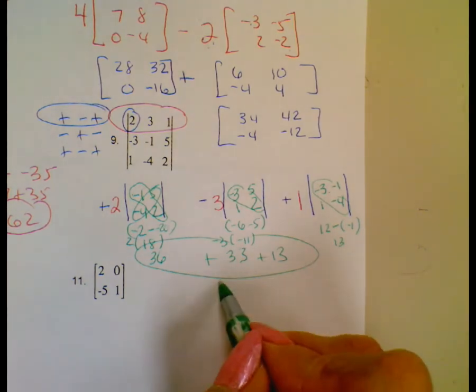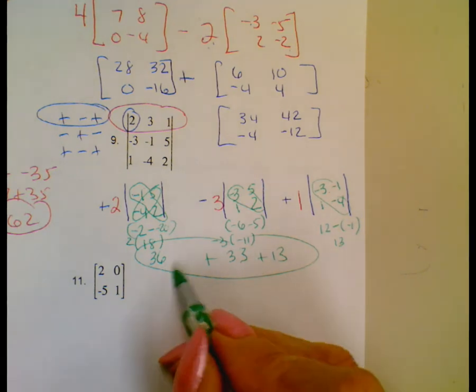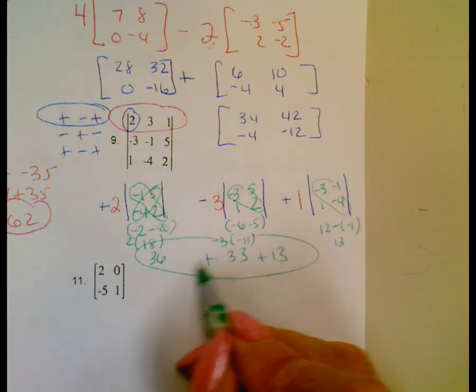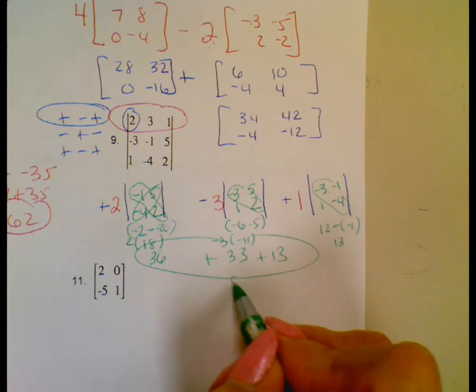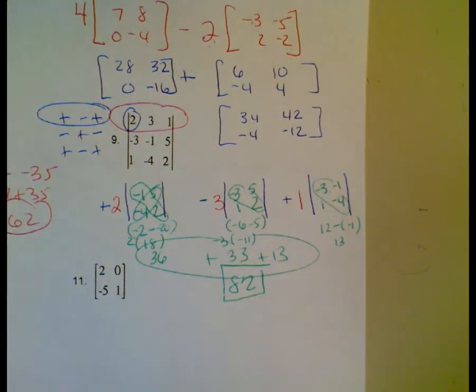So you get 70, wait a minute, let's see. This is 69, 79, 82. Looks like 82 is the grand total.